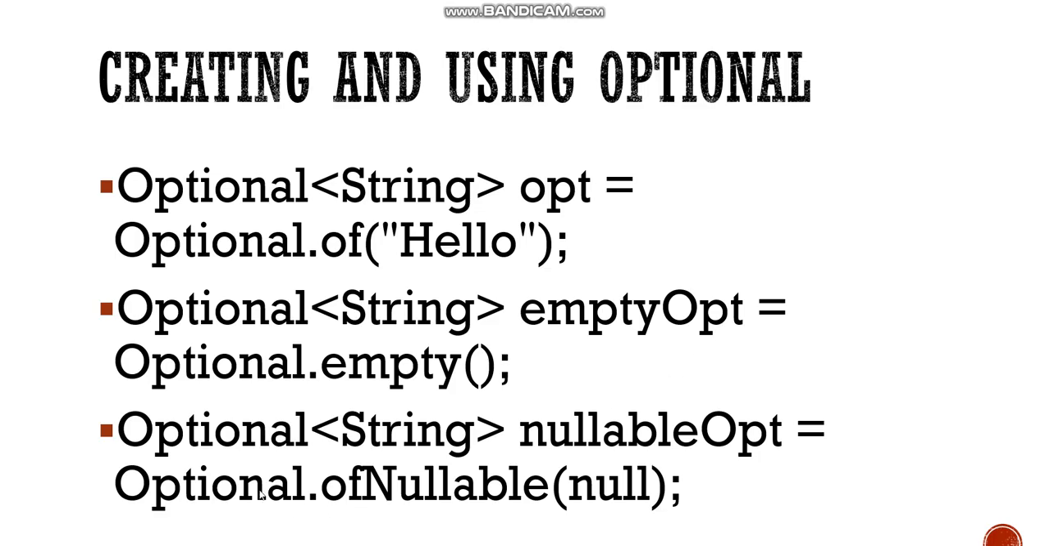Then the third one, Optional.ofNullable, is the most used method, and its advantage is that it can store both null and non-null values. If the value is null, it will return Optional.empty. Similarly, if the value is present, then only we use Optional.of. Otherwise, if the value is not present and we are unsure about it, we always prefer Optional.ofNullable.